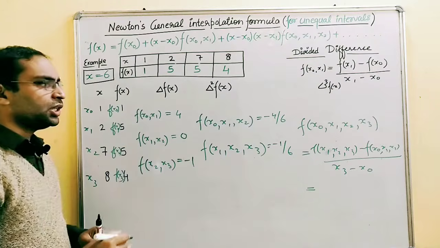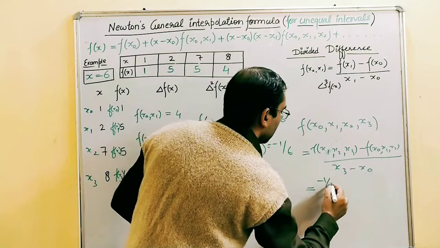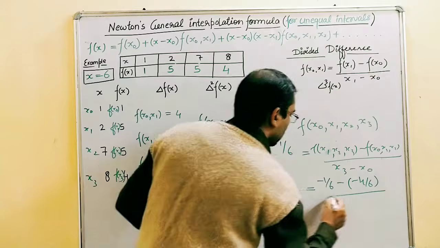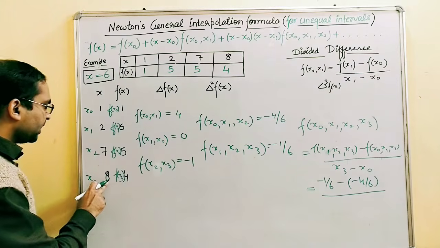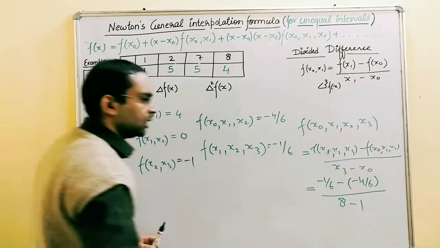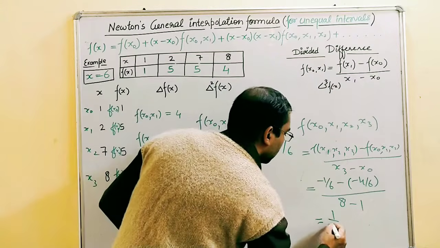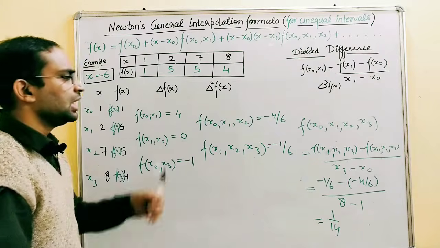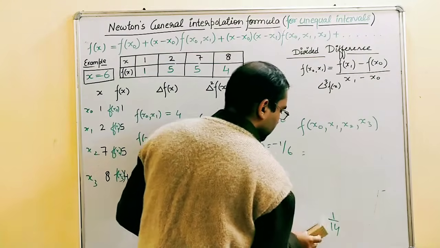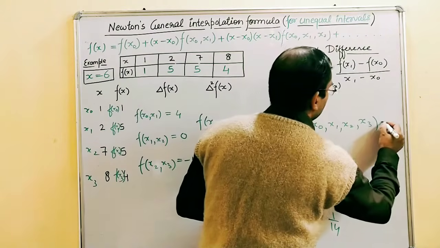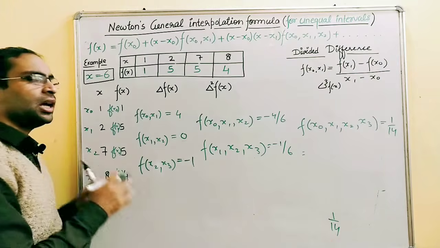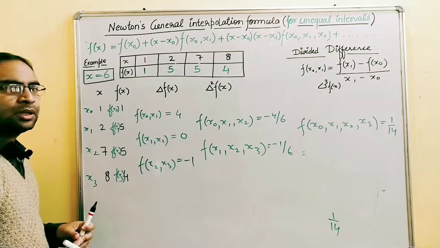So now let's substitute all these values into this. So this is minus 1 upon 6 minus of minus 4 upon 6, whole divided by x3. What is the value of x3? x3 is 8, x0 is 1. So this is 8 minus 1. So this is coming 1 upon 14. So the last value is coming 1 upon 14. Let me substitute this value here. So this is 1 upon 14, right?